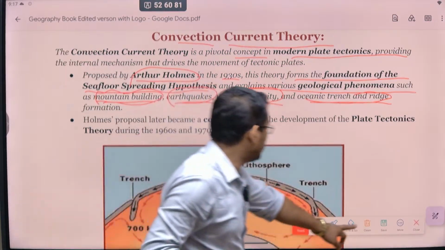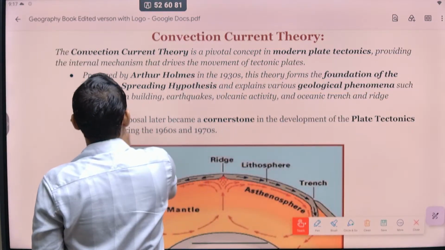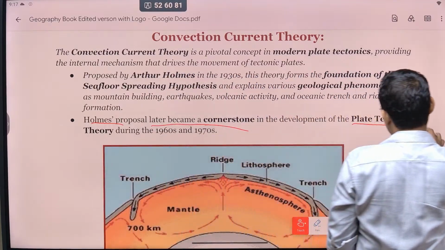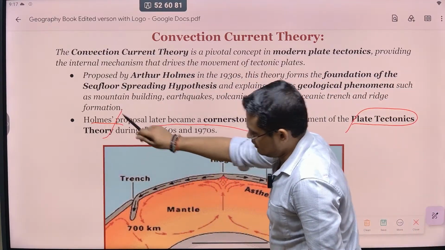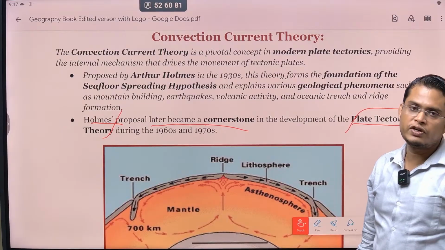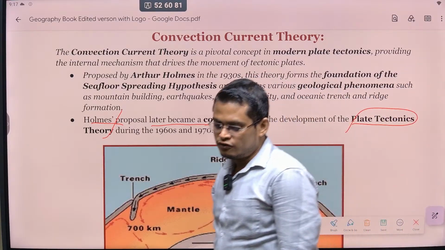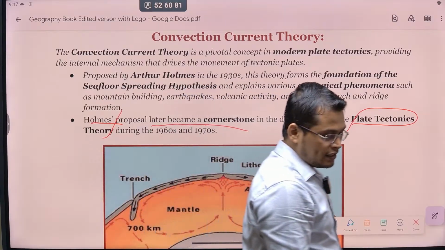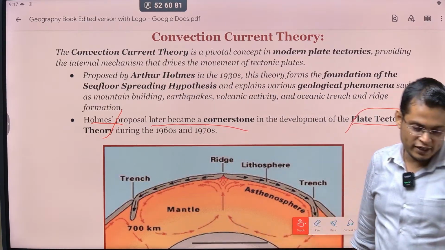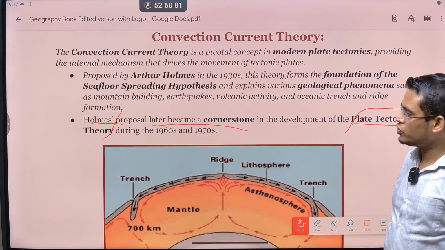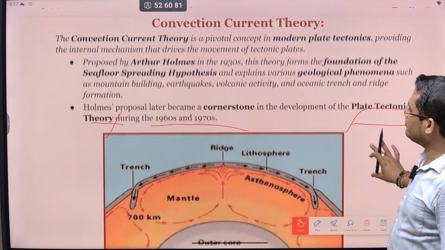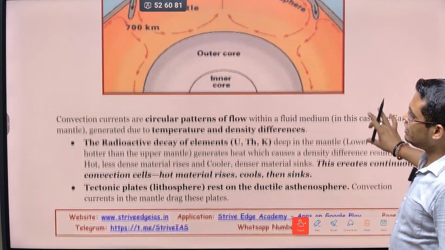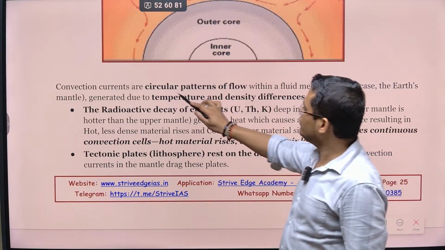So you can see this theory Holmes proposed later became a cornerstone for the development of plate tectonics theory. There can be a question: which theory became a cornerstone for the development of plate tectonics theory? It is the convective current theory that is acting like a cornerstone for the development of plate tectonics theory.